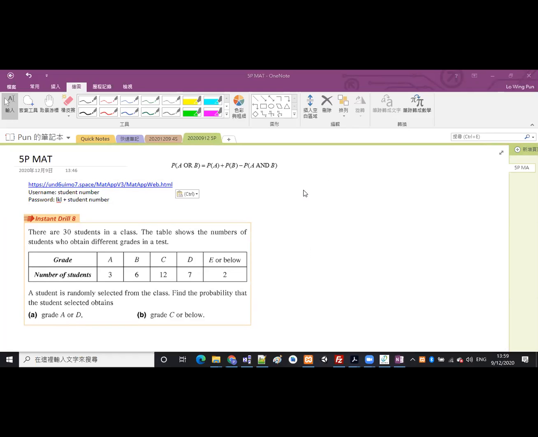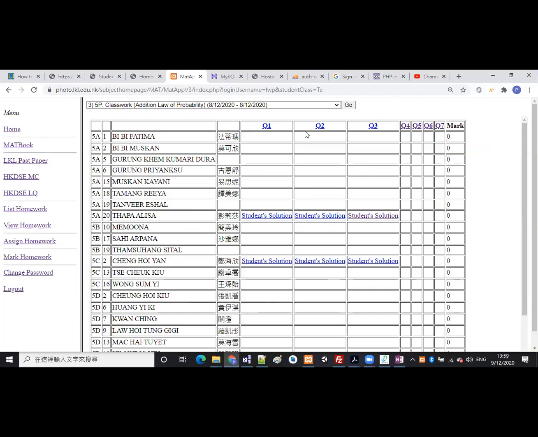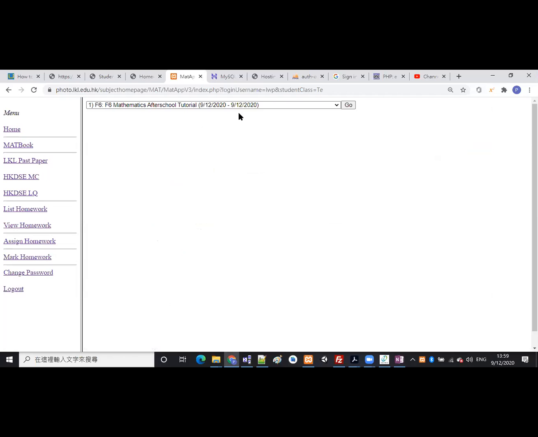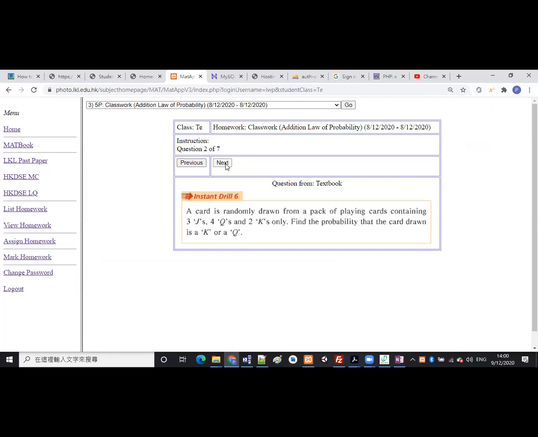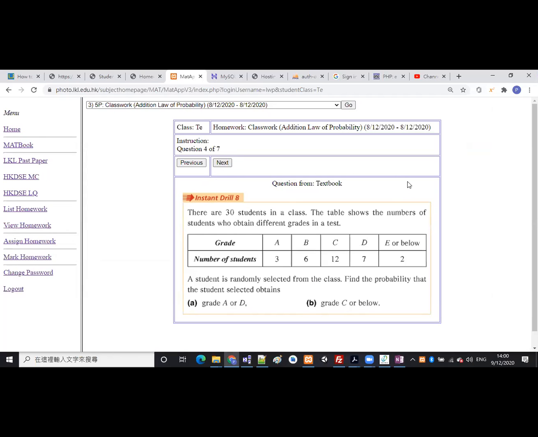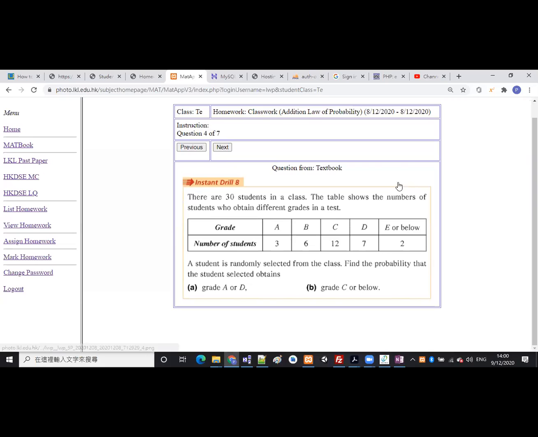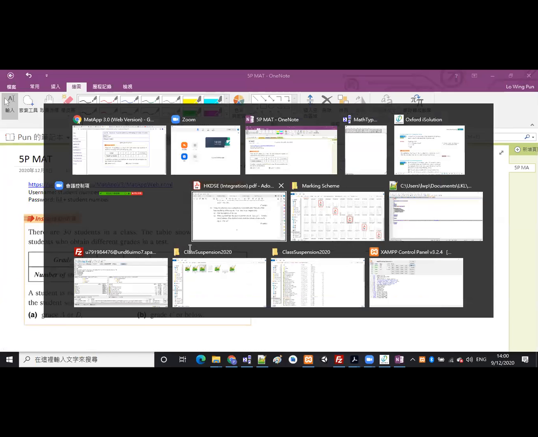Okay, let's go back to the classwork we were working on yesterday. That is the classwork on the 8th of December. We have done the first three questions. Today we'll start from the fourth one, the instant drill number 8. So let's do it together.